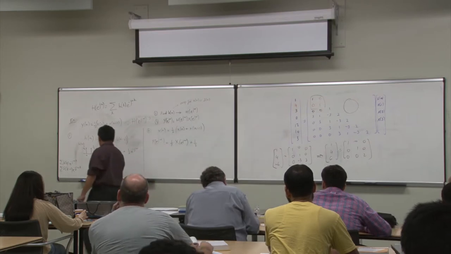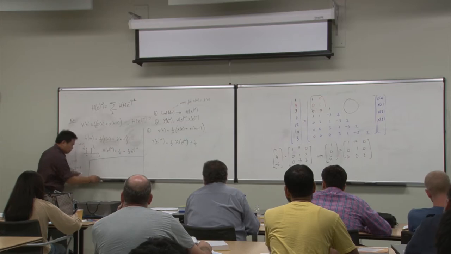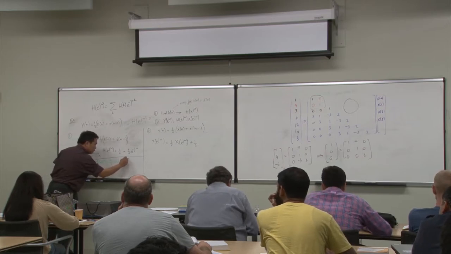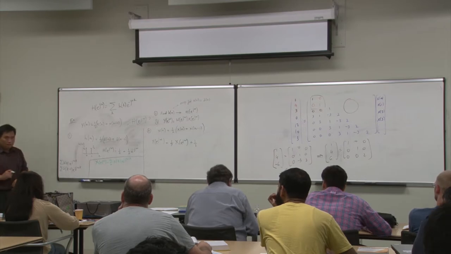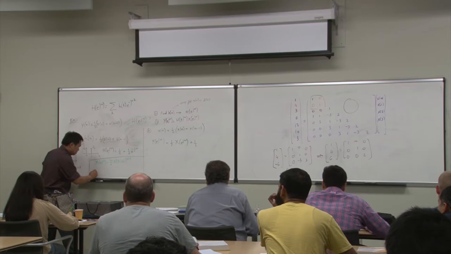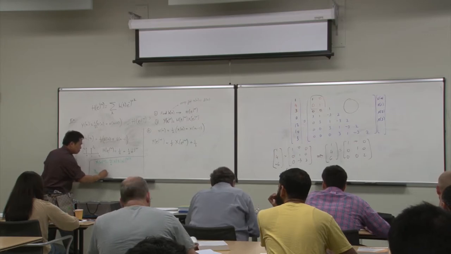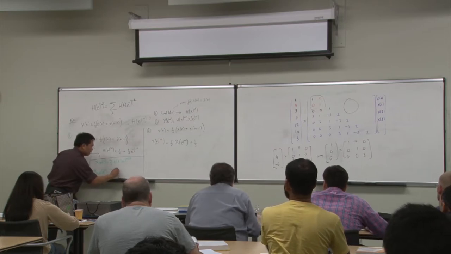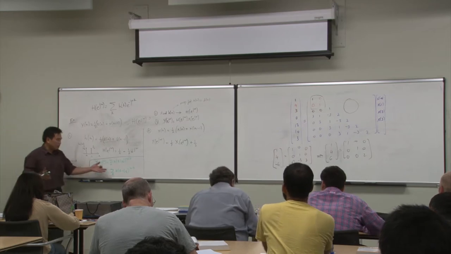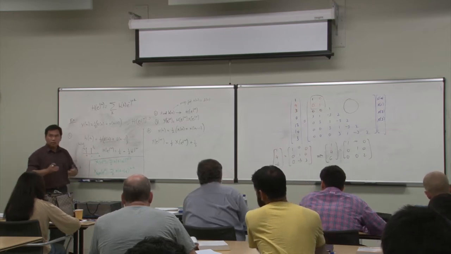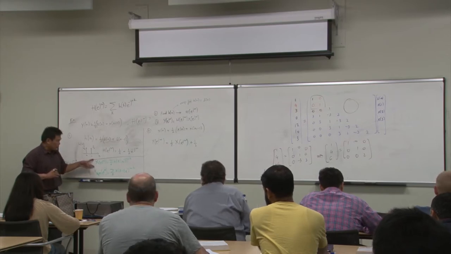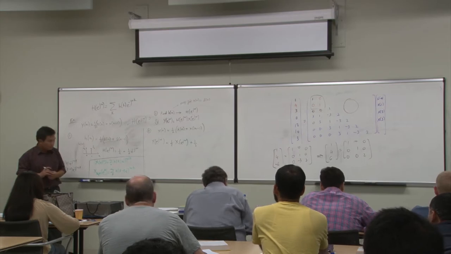So let's think about it. I know X of e to the j omega is defined as the summation of x of k e to the minus j omega k. That's my definition. So I shift the signal by 1. Now I have a new signal. I call that X shift by 1 of e to the j omega. This will be the summation in k of x of k minus 1 e to the minus j omega k. I take my signal x of n and shift it by 1. The corresponding Fourier transform, I call it X shift. I want to see how X shift is related to X.